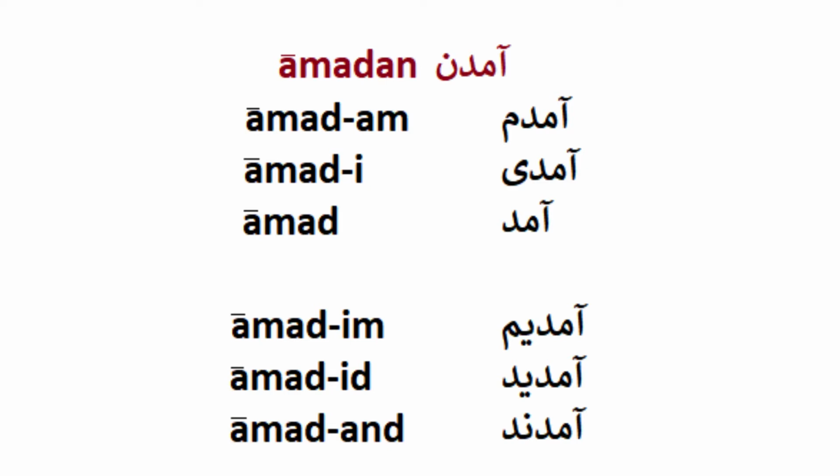The verb آمدن means to come. The stem of the verb is آمد. We drop the infinitive ending "an", and now we have the stem of the verb. It's آمد. Now we add the personal ending. آمدم, I came. آمدی, you came. آمد, he came, she came, it came. آمدیم, we came. آمدید, you came. آمدند, they came.